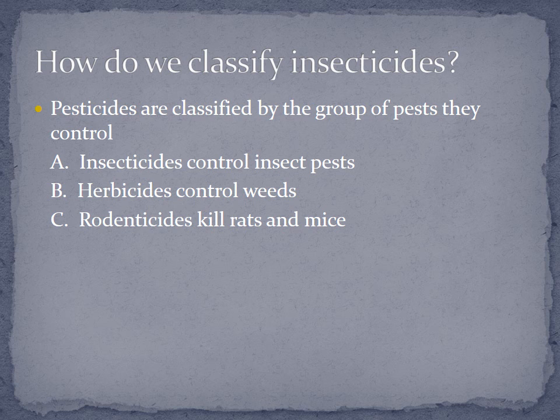One of the first questions we need to ask is, how do we classify insecticides? Pesticides are going to be classified by the group of pests they control. A. Insecticides control insect pests. B. Herbicides control weeds. And C. Rodenticides kill rats and mice.